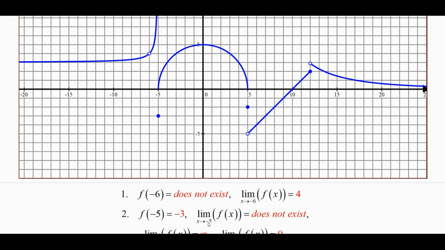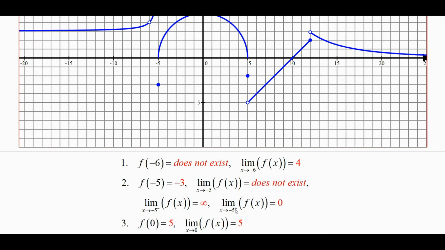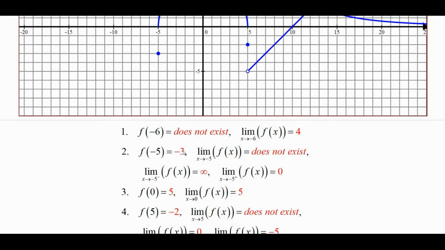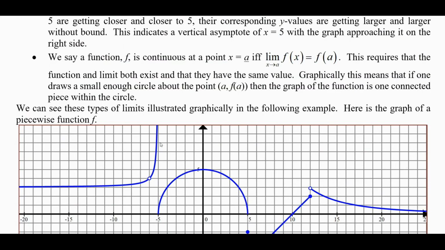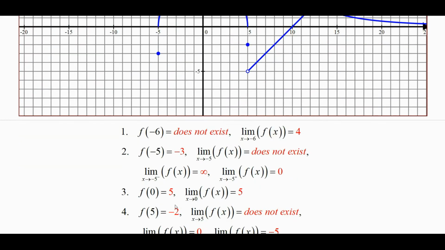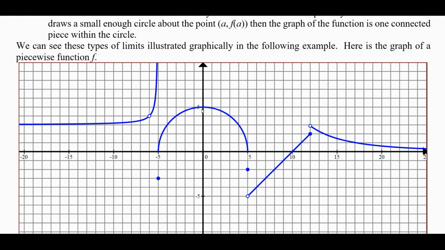But the limit as x goes to negative 5 actually does not exist. And the right limit does exist. So the limit as x goes to negative 5 from the right side is 0. So this is getting closer and closer to a y value of 0 from the right side. From the left side, it's approaching infinity. So we have a vertical asymptote there. And this on the left side by itself would be enough to say that the limit doesn't exist, but the fact that they're not the same limits from both sides definitely says that we don't have a full limit that exists there.